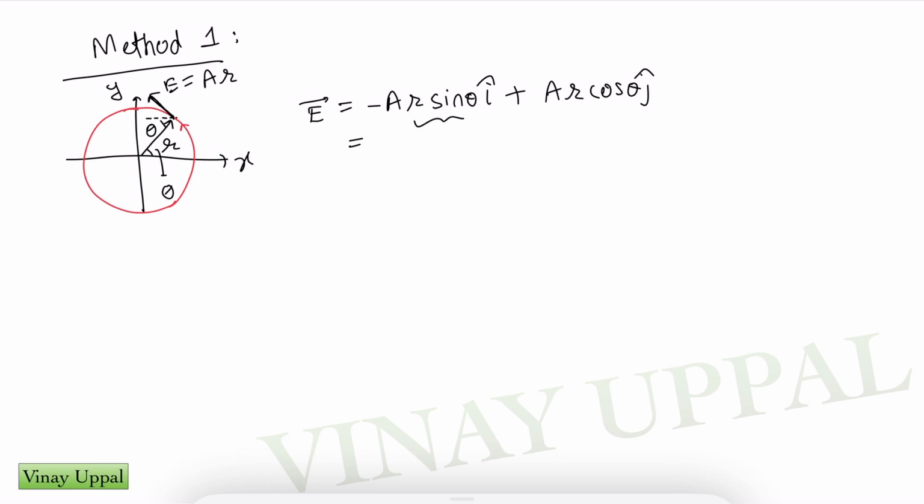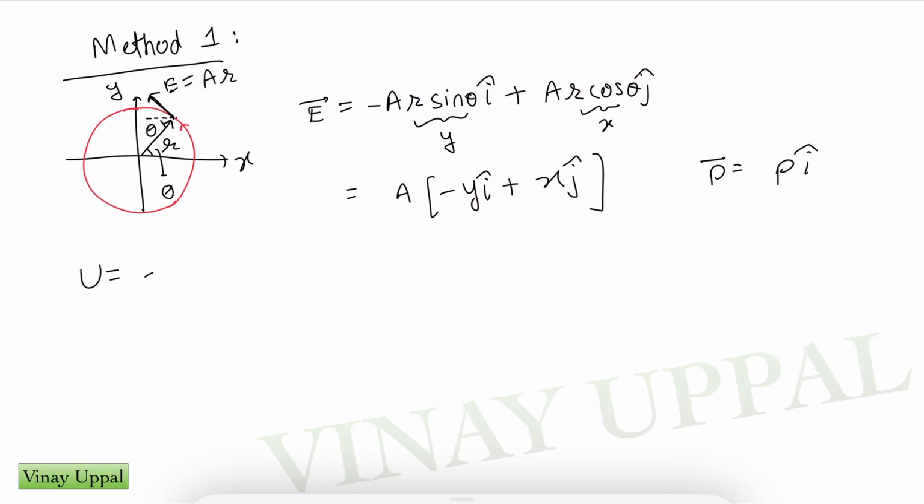So what is r sine theta? That is nothing but the y coordinate, and r cos theta is nothing but the x coordinate. So let me just write it down. Let me take A as common. So this will be minus y i cap plus x j cap. Alright, and my dipole moment was p i cap. So at a general point I've written my electric field and my dipole moment is p i cap. So now I'll write down the potential energy as minus p dot E, for the dipole in electric field. So this will become simply minus pAy. So this will be my potential energy when I take the dot product.